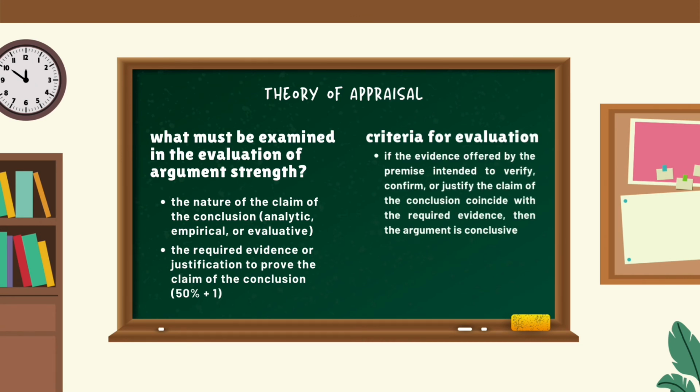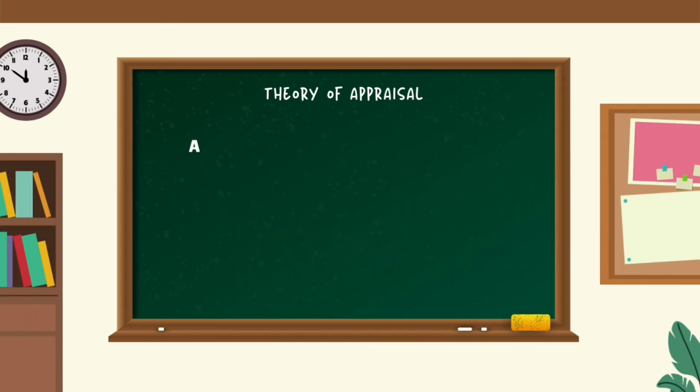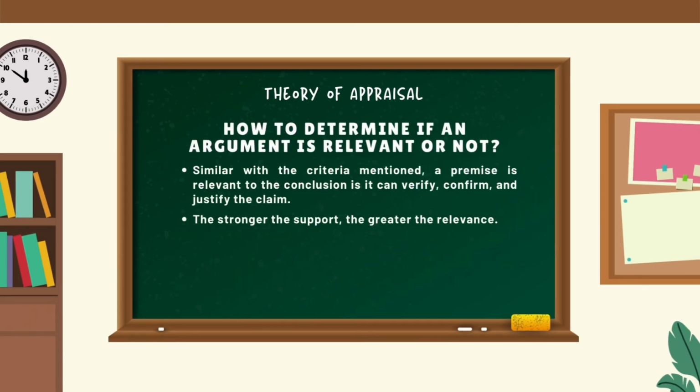If the evidence offered by the premise intended to verify, confirm, or justify the claim of the conclusion coincides with the required evidence, then the argument is conclusive. The closer you are to the required evidence, the stronger your argument becomes. There are 6 degrees of support used in evaluating arguments, which are very strong, strong, moderately strong, weak, poor, and no support at all. Now, how can we determine if an argument is relevant or not?